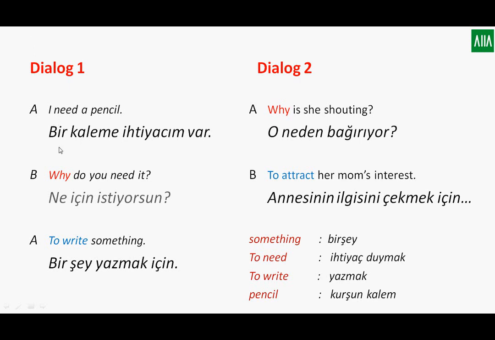I need a pencil. Bir kaleme ihtiyacım var. Why do you need it? Ne için istiyorsun? To write something. Bir şey yazmak için. Look, yazmak için.